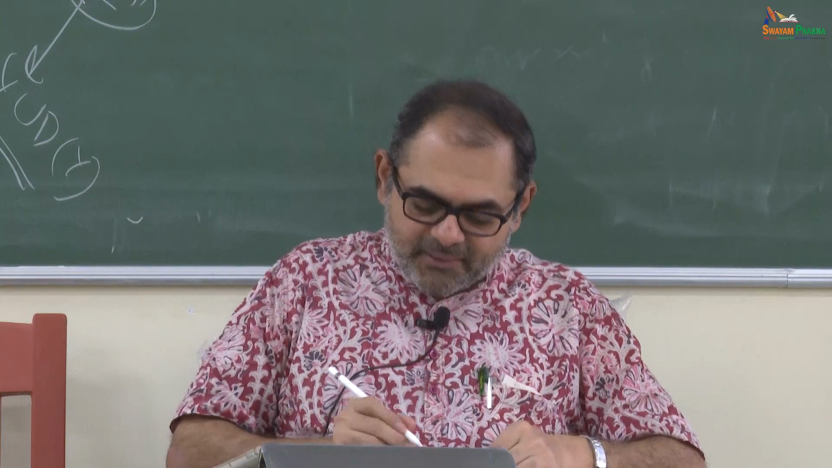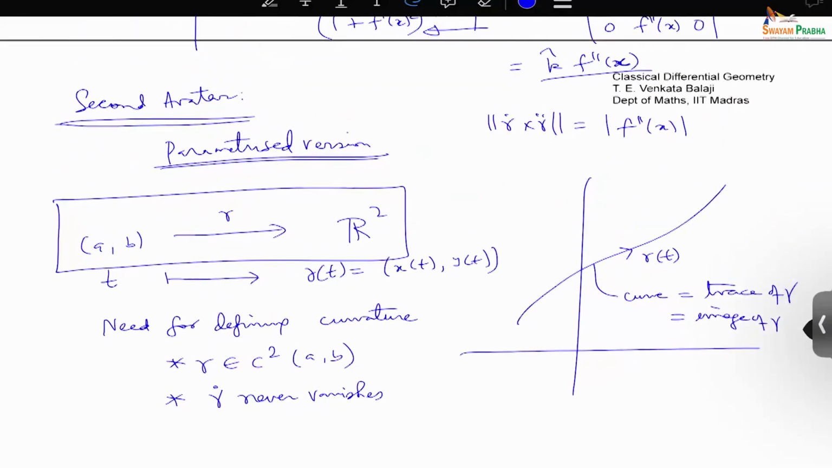Then there is a third avatar, and that third avatar is writing a curve implicitly. I can also write a curve as x squared plus y squared equal to 1, for example. It's a circle, a unit circle centered at the origin. So there is a third avatar of getting a curve, and that is what is called the implicit function method. Let me write this. So, third avatar.